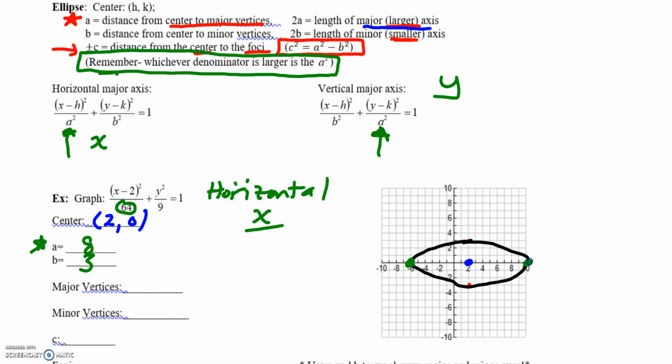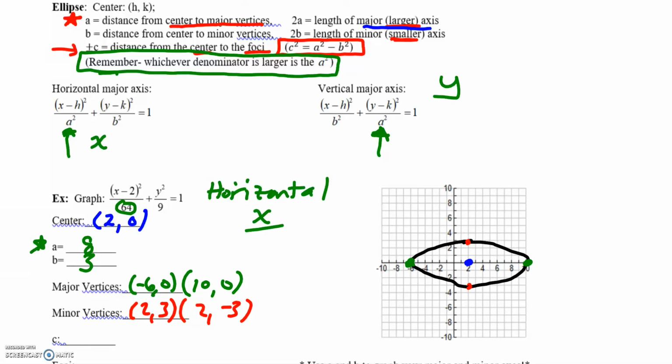So these green dots here represent your major vertices, and those 2 points are at -6, 0 and at 10, 0, because they're 8 units away from the center. And my 2 red dots here are my minor vertices, because they're on the shorter axis here. And those points are going to be at 2, 3 and 2, -3.